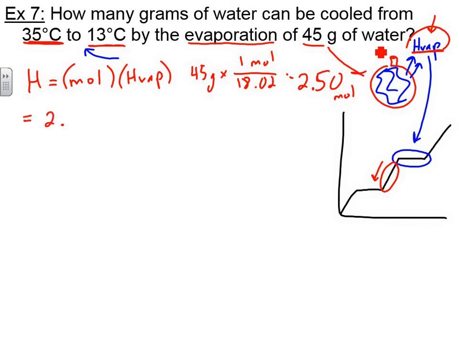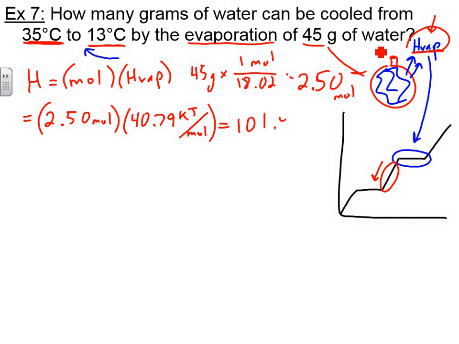All right, well, let's go ahead and put that down. 2.50 moles. Our heat of vaporization is 40.79 kilojoules per mole. So we're going to multiply this out, and we get 101.9 kilojoules. Now that's quite a bit of water, quite a bit of heat. So roughly 102 kilojoules is going to be absorbed away as this water evaporates. Now that will be absorbed away from the water inside. So we're actually going to apply it and remove the heat essentially from this portion.